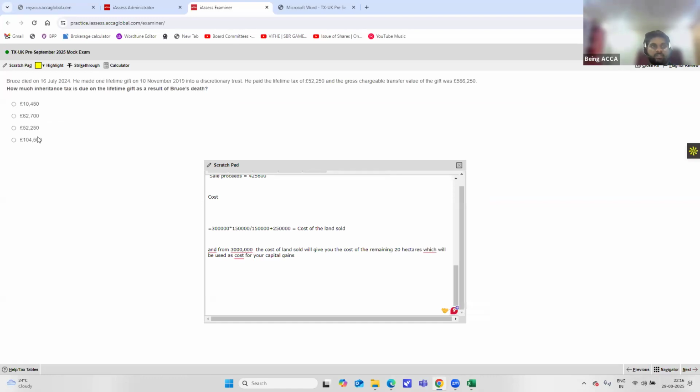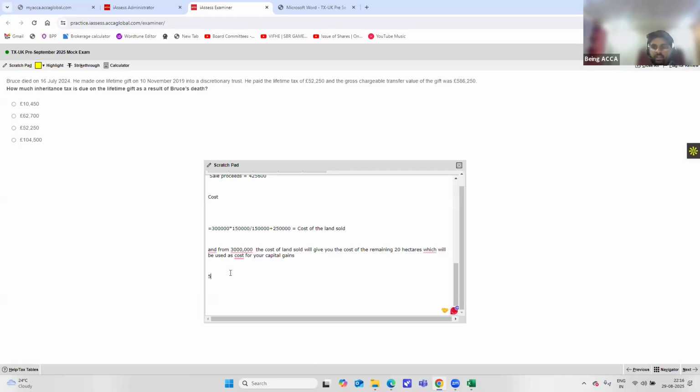Okay, let's move on to the next question. Bruce died on 16 July 2024. He made one lifetime gift on 10 November 2019 into a discretionary trust. He paid lifetime tax of 52,250 and the gross chargeable transfer value of the gift was 586,250. How much inheritance tax is due on the lifetime gift as a result of Bruce's death? This is again a very straightforward question.